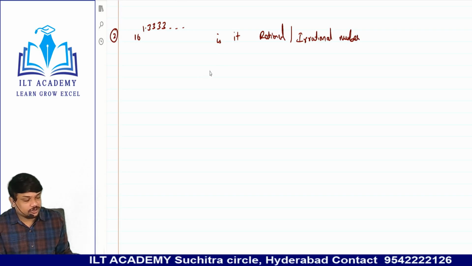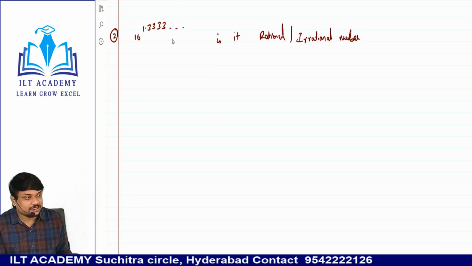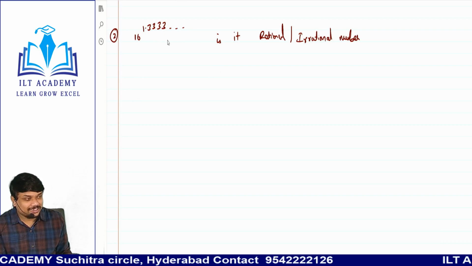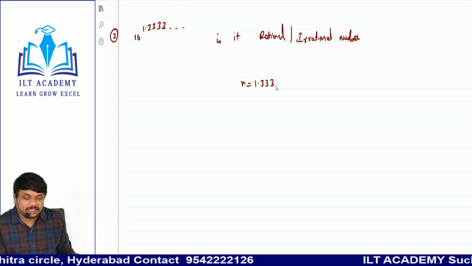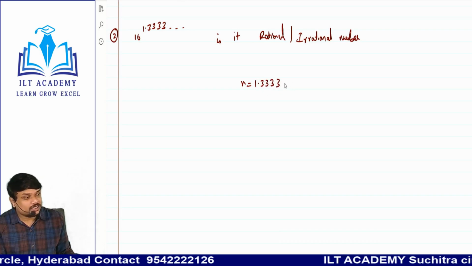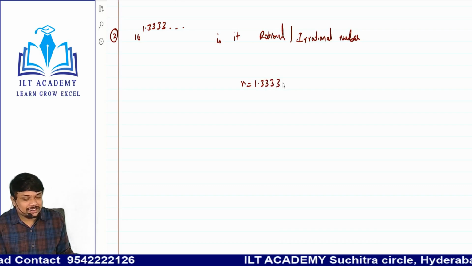Irrational. Perfect now. Very good. अब देखो मैं बताता हूँ. It is a rational number. Now let us assume x is equal to 1.3333. So this can be written as what? 13 by 9. Very good answer.